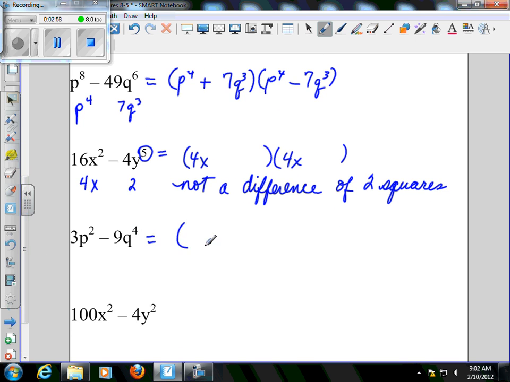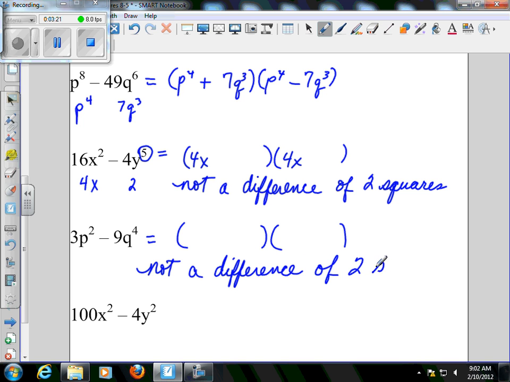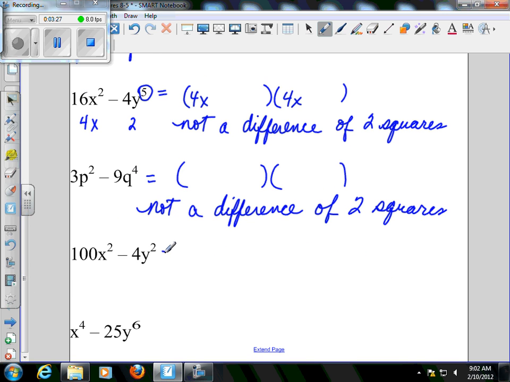Now let's try this next one. Let's set up our parentheses. What do you have to square to get 3p to the 2nd? And you might be saying, wait a minute, I can't square anything to get 3. I can't take the square root of 3 and get a whole number. So this is another one, which is not a difference of two squares. Both terms have to be squares, and they both have to be separated by a minus sign as well.